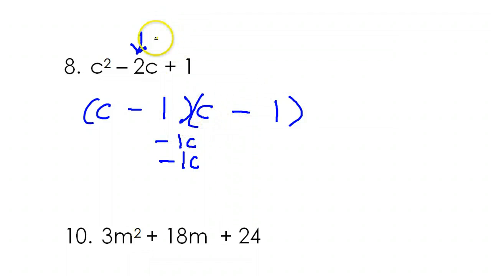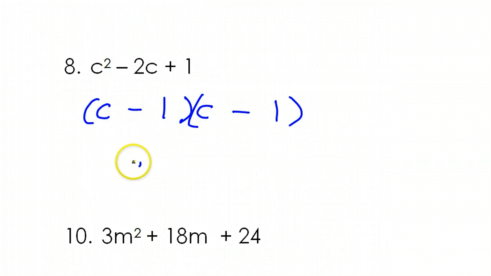Got to check one last thing. Are we getting positive 1 when we multiply? Well, yes, a negative times a negative is a positive, so that checks out as well. So this is factored completely. If you wanted to, you could also write c minus 1 squared.